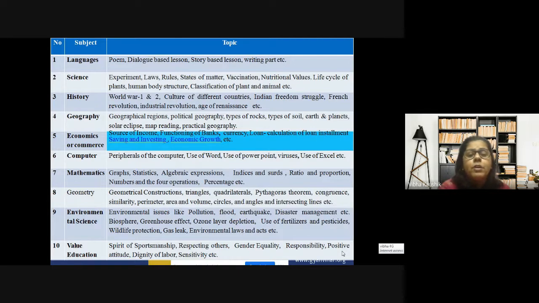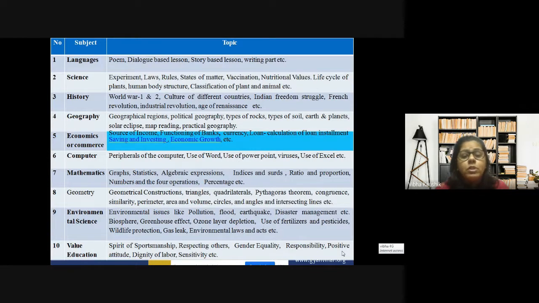Geometry: geometrical construction, triangles, quartiles, Pythagoras theorem, congruence and similarity, perimeter, area and volume, circles and angles and intersecting lines, etc. Environmental science: environmental issues like pollution, flood, earthquake, disaster management, etc. Biosphere, greenhouse effect, ozone layer depletion, use of fertilizers and pesticides, wildlife protection, gas leak, environmental laws and acts.